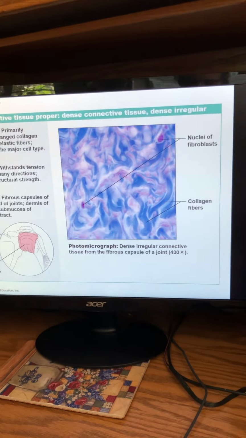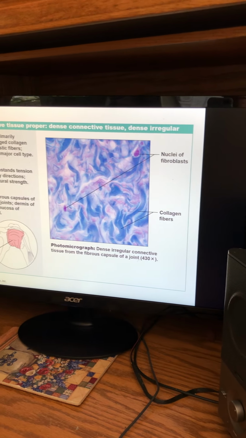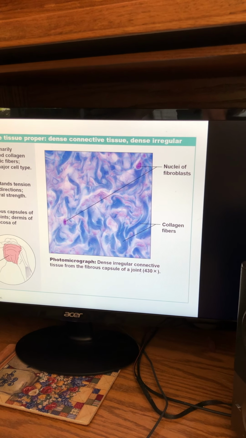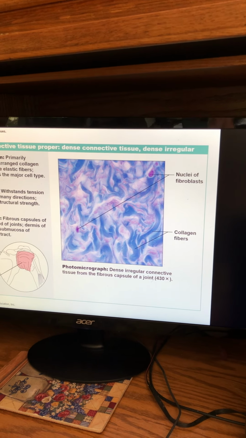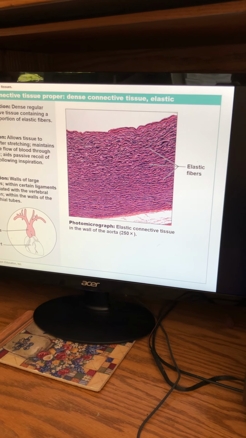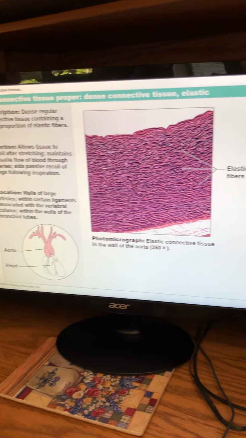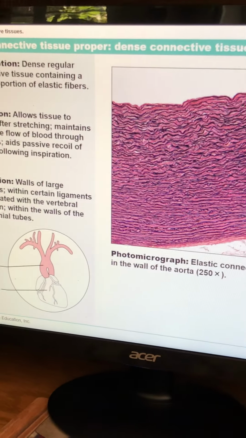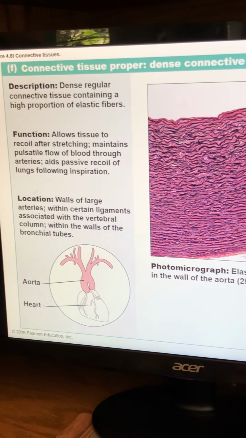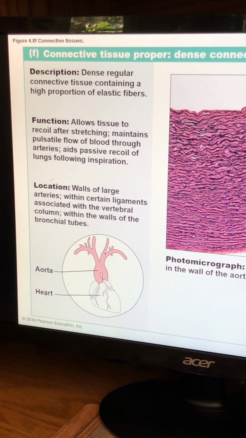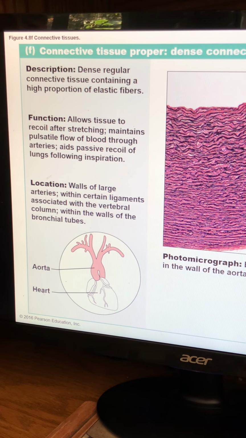Okay, so those are the two types of dense. One is dense irregular, which has a pull in multiple directions. The other is dense regular, which is a pull only in one direction. The last type is called elastic, and we really don't go into it, but we'll discuss it in A&P2. Elastic connective tissue is going to be mostly in the large vessels coming out of and going, particularly out of the heart.